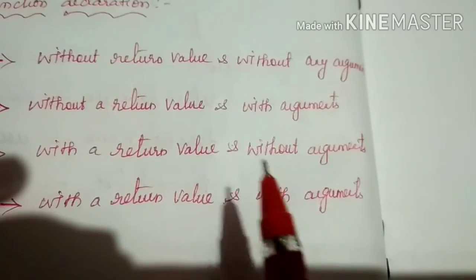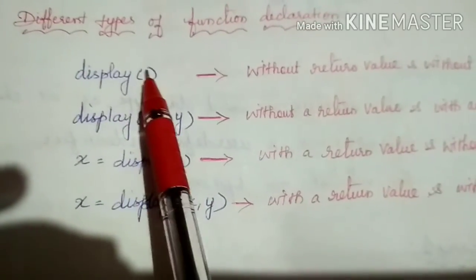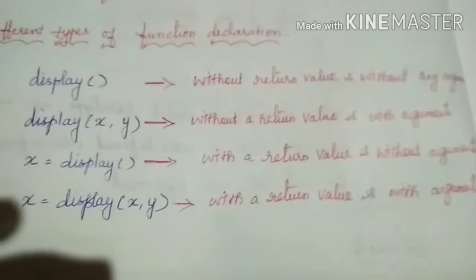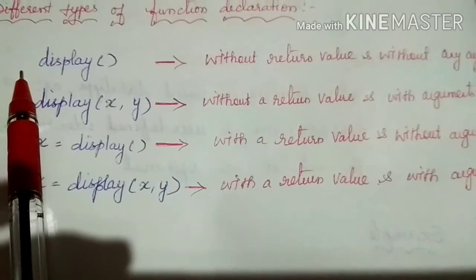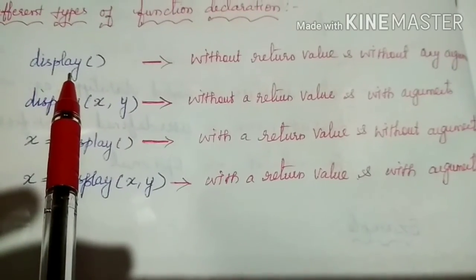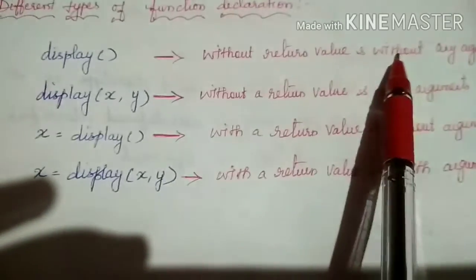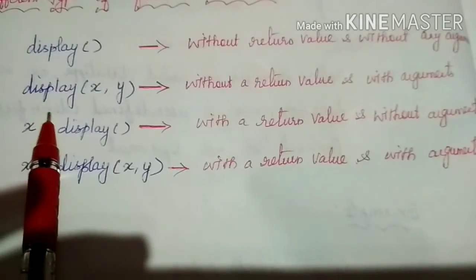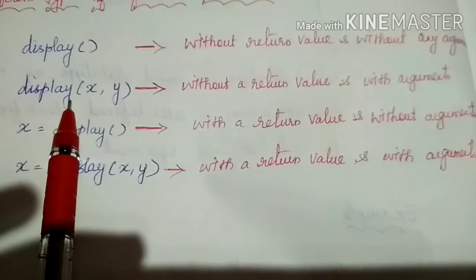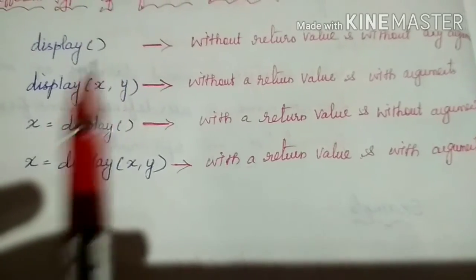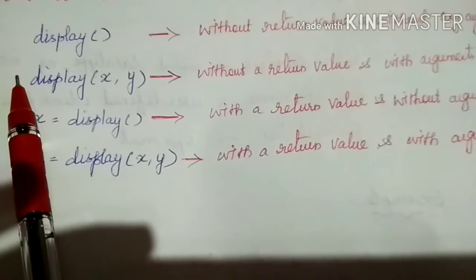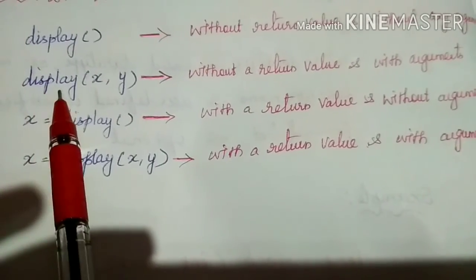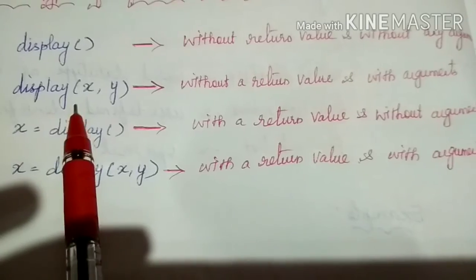Okay, the example for this kind of function declaration is, here we see display, here no arguments are passed and also no return type is given. So this is the example for without return value and without any arguments. And then this is the example for without a return value and with arguments. Here 2 arguments are passed, one is x, another one is y, but no return value is given. So this is the example for without a return value and with arguments.